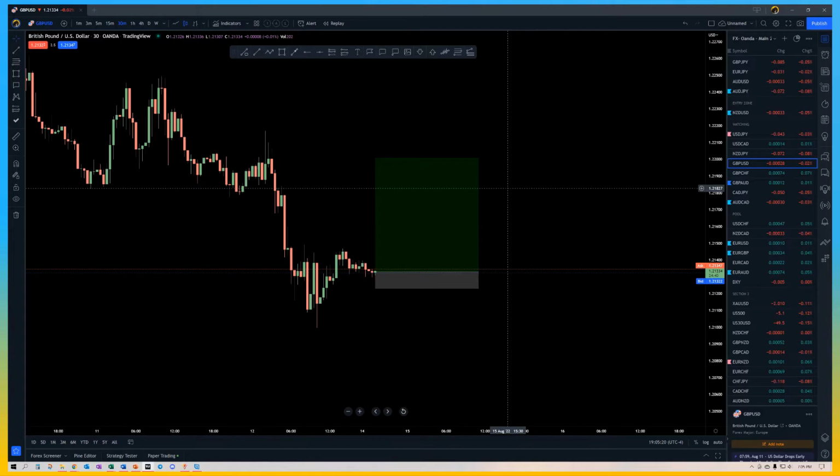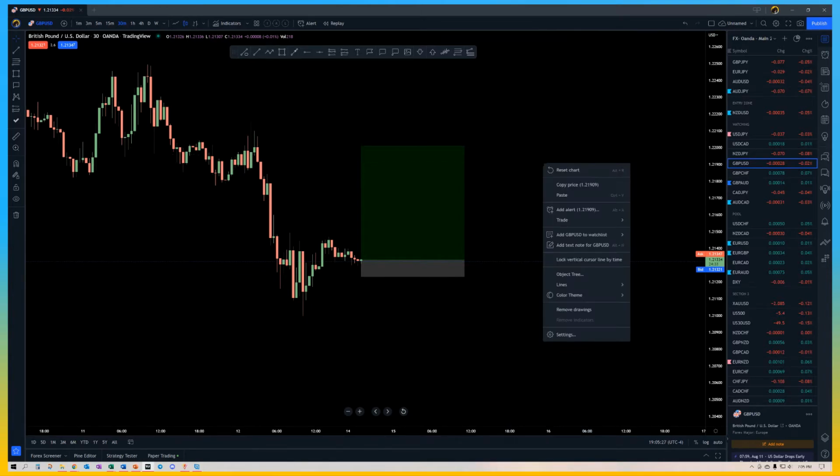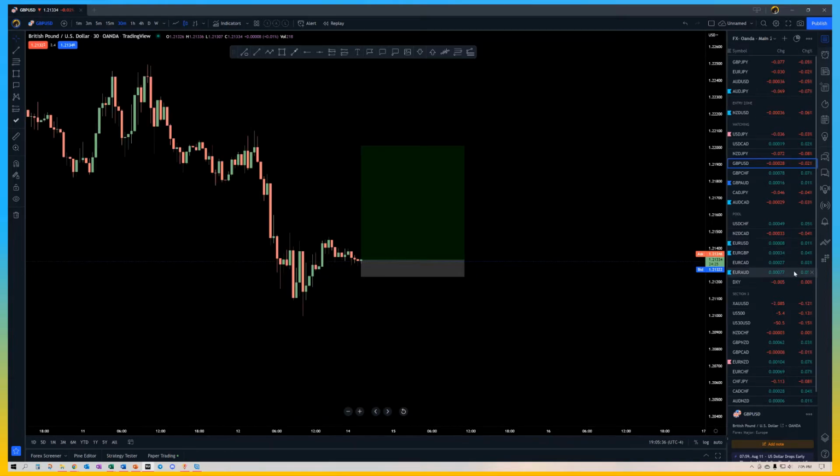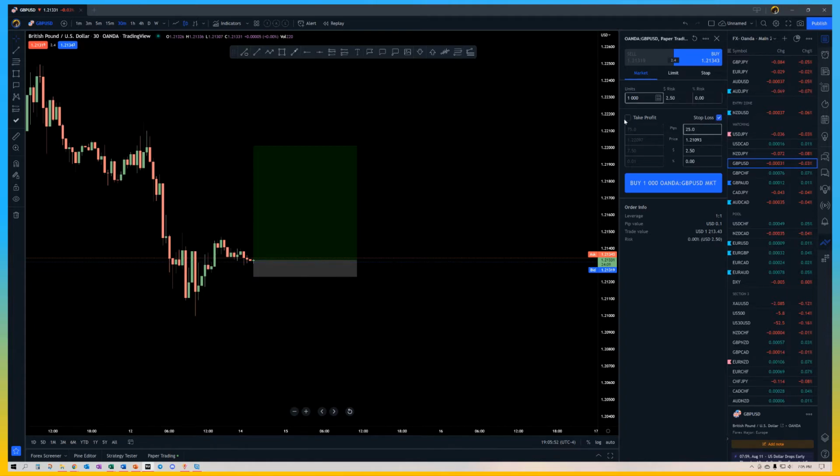Now that we've marked up our charts, we know where our entry is, we're ready to enter our trade. You can pull up the trading panel by either right clicking anywhere on the screen and coming down to trade and create new order, or you can just click the trading order panel right here, and it'll come up for you. We're doing a buy right now. We're doing a market order, which is the price that the market is trading at right at that moment.